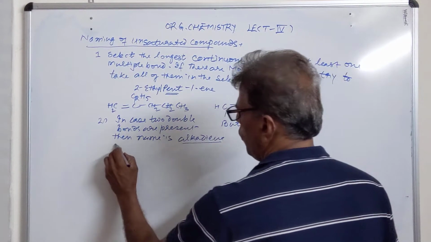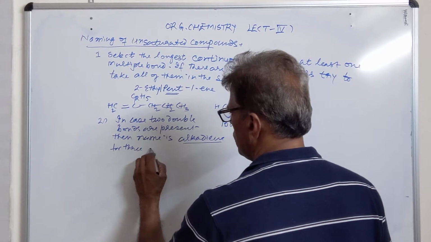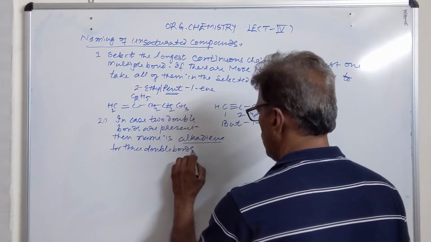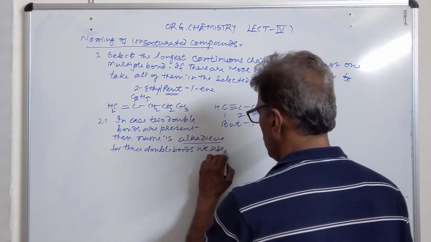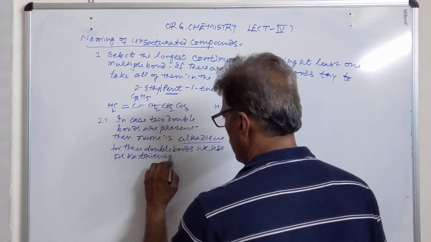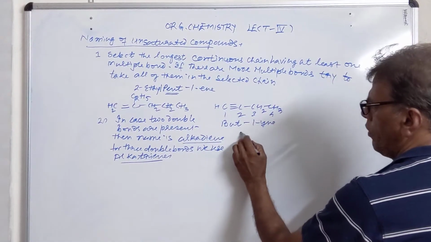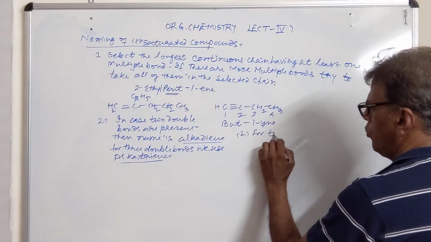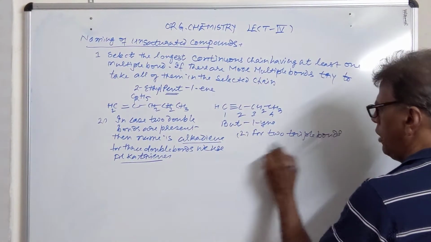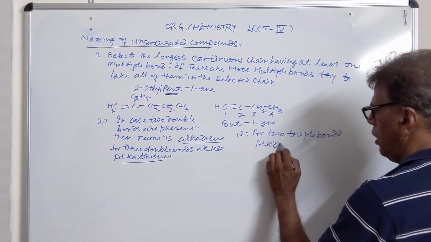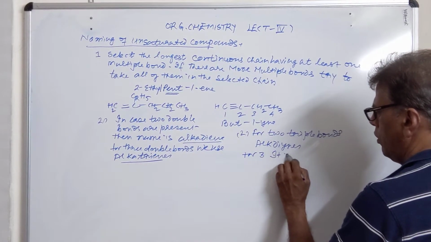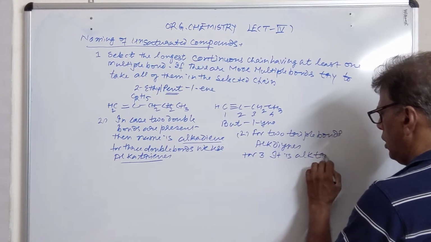alkadiene. For 3 double bonds, we use alkatriene. Similarly, for 2 triple bonds, the name is alkadiyne. For 3, it is alkatriyne.